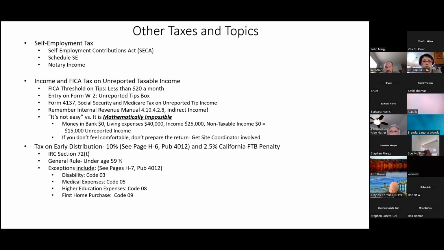Most people report it to their employer, but at the end of the day, you've got to report the income, and you've got to pay FICA on your tips if you don't report it to the employer. The IRS Form 4137 will tax the unreported tips. And so you've got to remember that. And then I'll kind of focus on what I do.